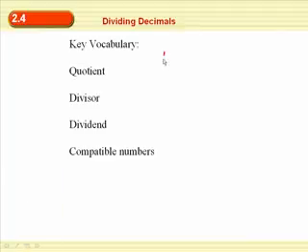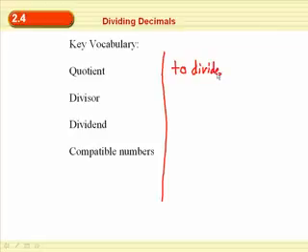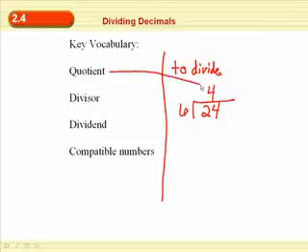Here is the vocabulary for this lesson. Quotient, and hopefully you remember quotient is that word that means to divide. So whenever you find the quotient of two numbers, it means you're supposed to divide those. I'm going to draw a picture for divisor and dividend. When you have a division problem like 24 divided by 6, actually I'll put the answer up there also. The quotient is the answer. The divisor is the number you're dividing by, and the dividend is the number that's in the box.